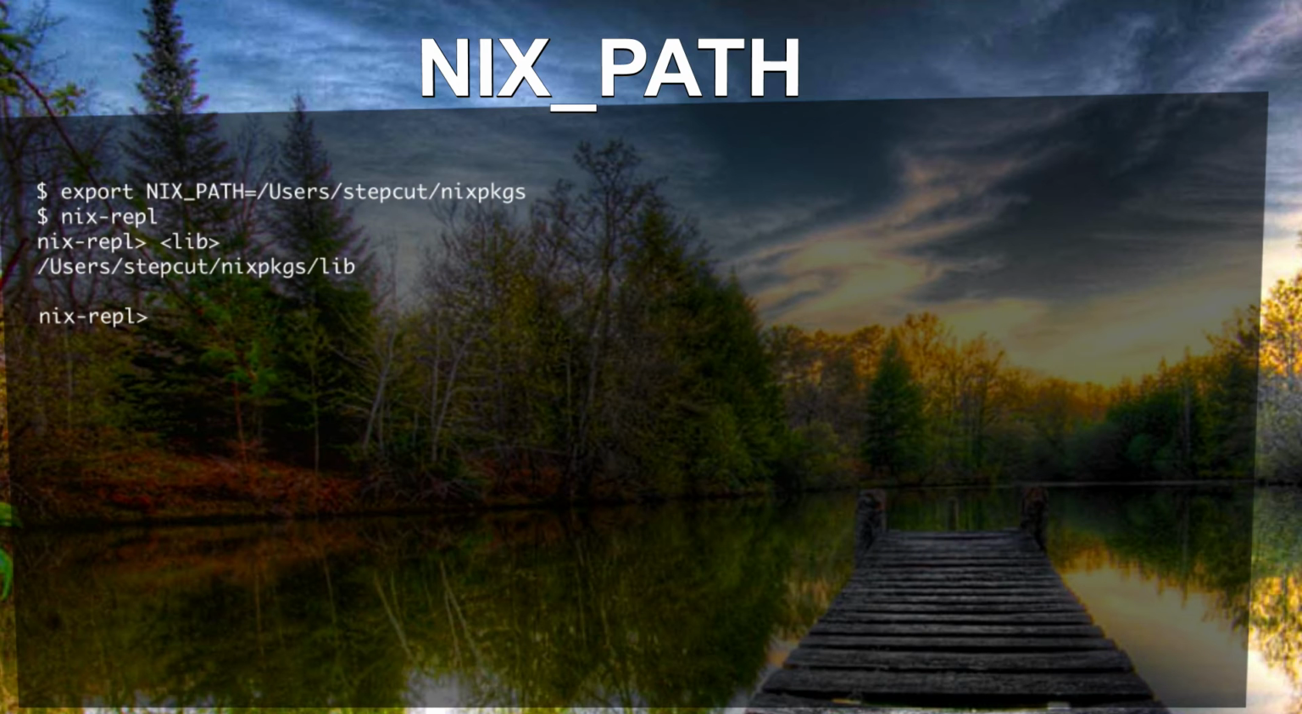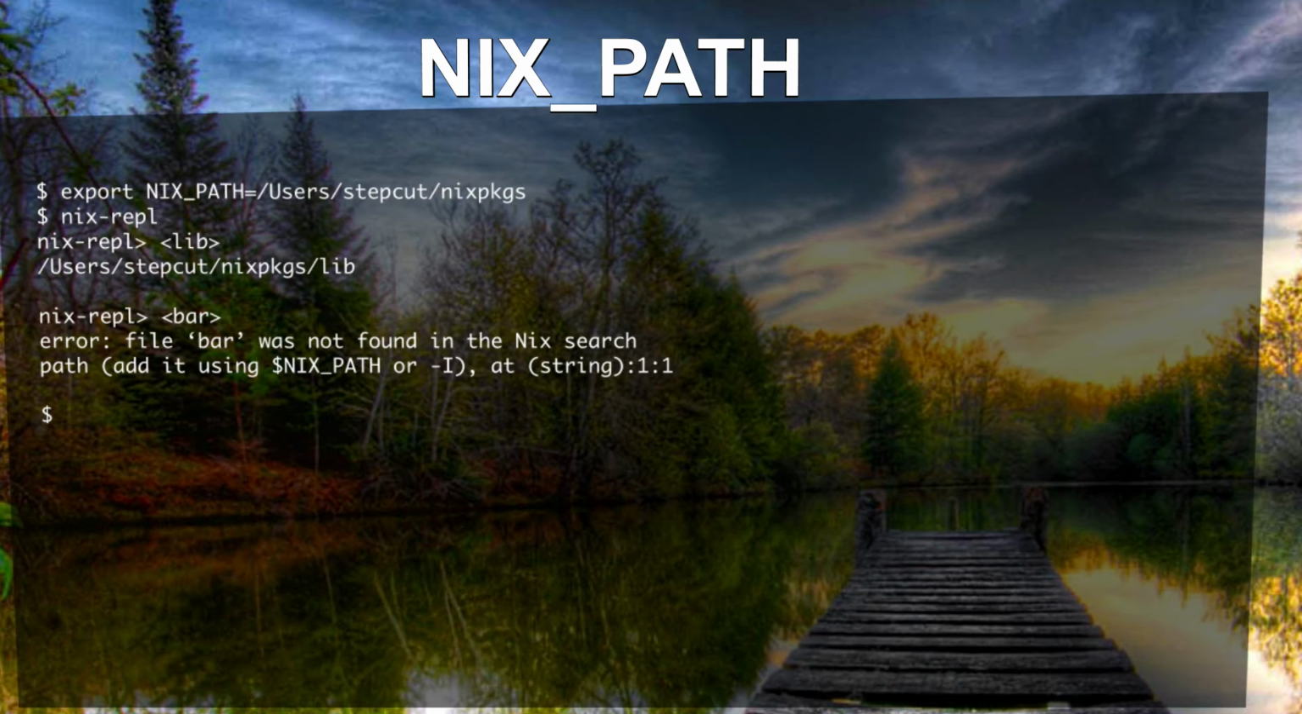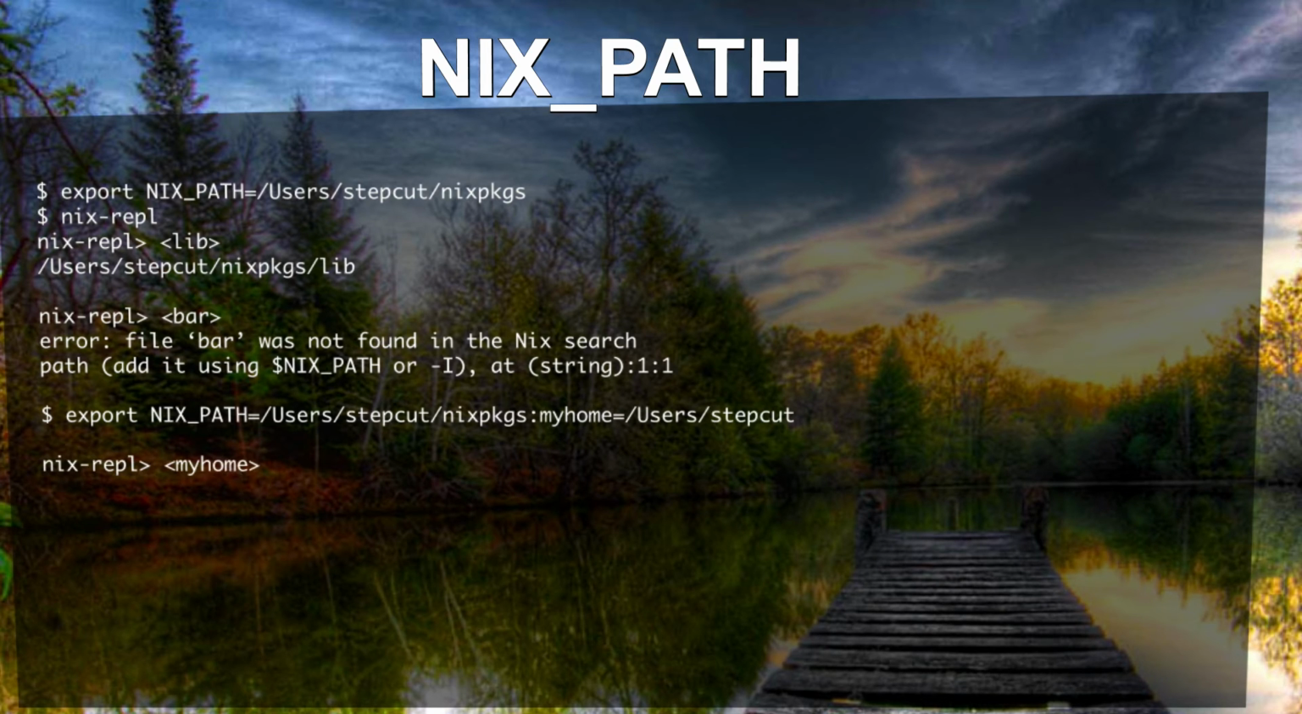If I try to refer to a directory not found in the search path, I will get an error. A directory like lib could exist in multiple places in the search path. In order to reduce ambiguity, we can also use prefixes. Let's say I have a NIX_PATH with myHome equals /users/stepcut. Now I can use myHome in an angle bracket expression.